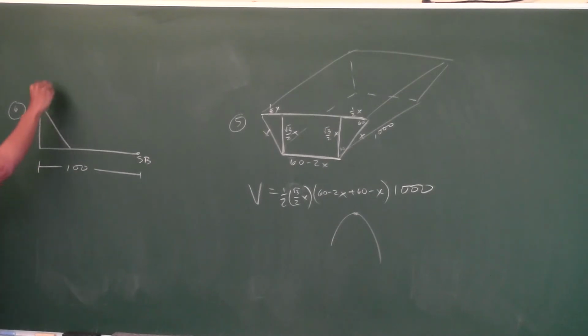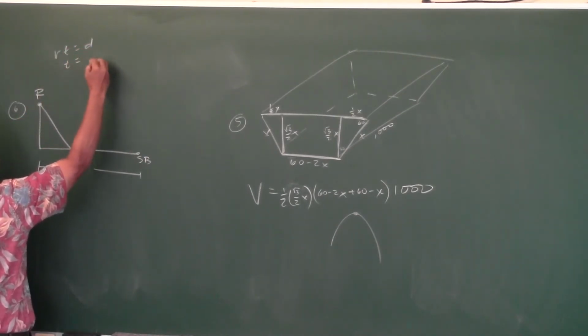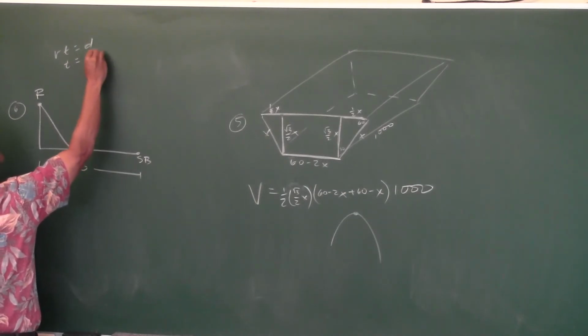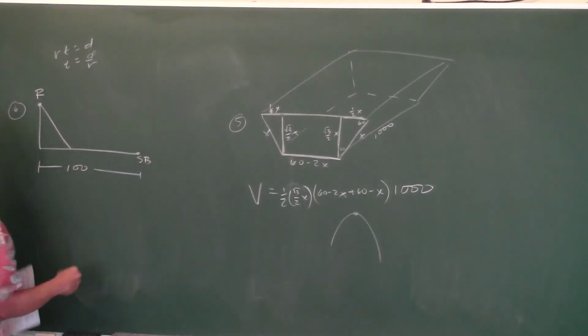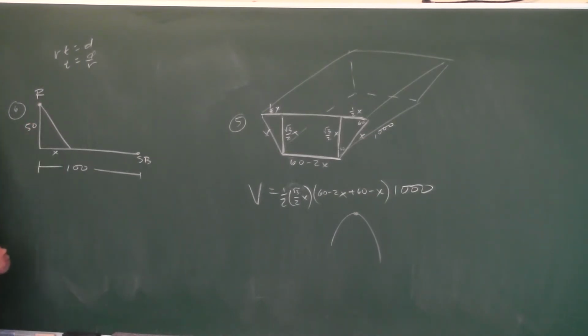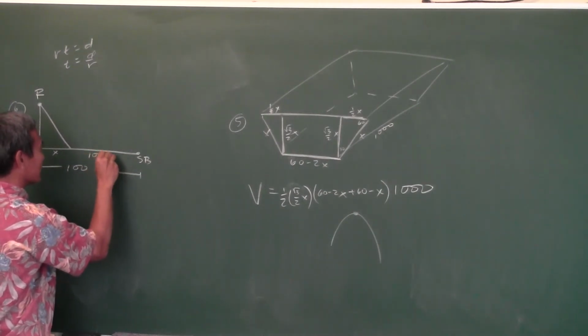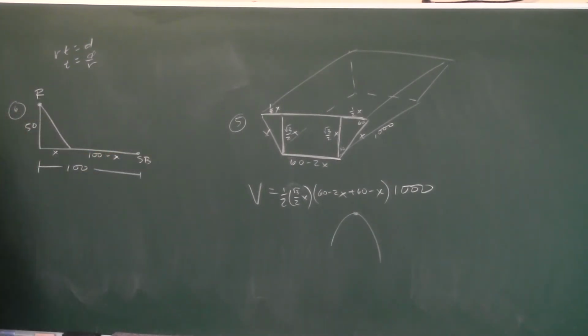So what you've got to know is rate times time equals distance, which of course means time equals distance over rate. Okay, so what did we call this? This is x, and you're 50 meters offshore over here. If this is x, what's this right here? 100 minus x. So we want the total time it takes to get from here to here.